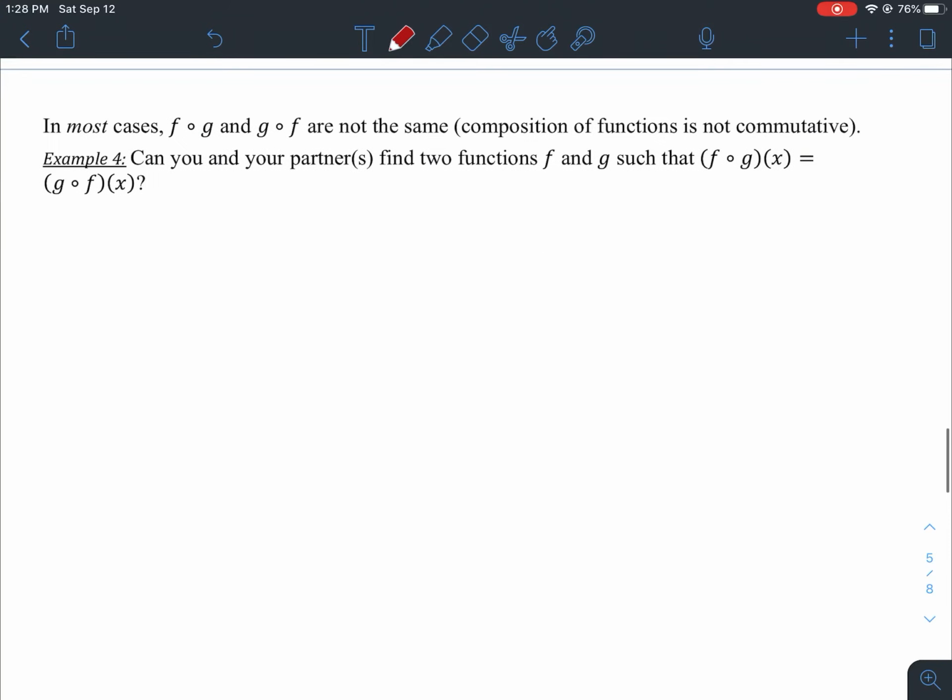All right, so let's read number 4. Can you find two functions, f and g, that f of g of x and g of f of x are the same? There are infinitely many correct answers to this problem. So pause the video, try to think of one, and then come back and I'll show you a couple different answers.